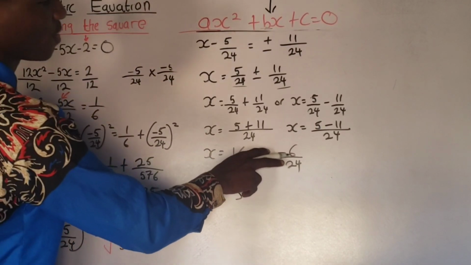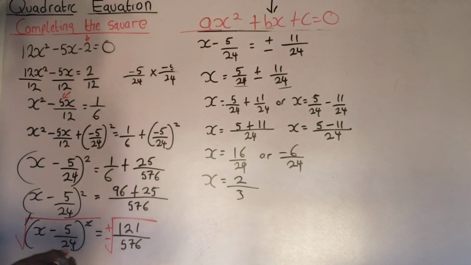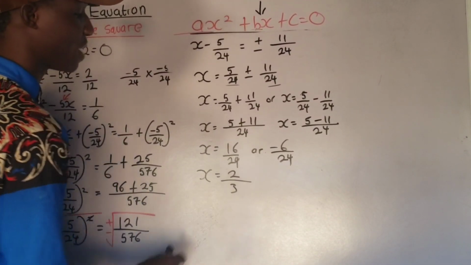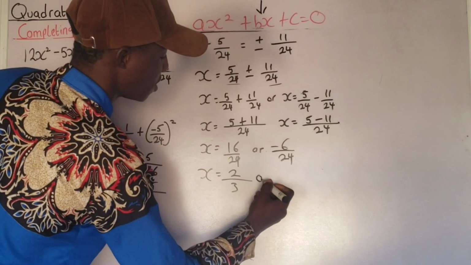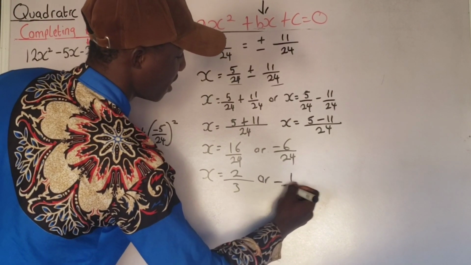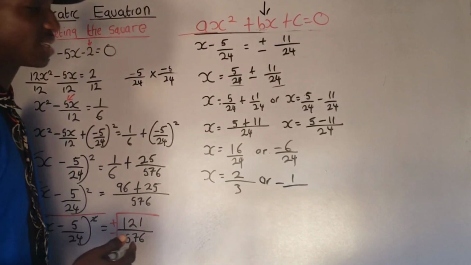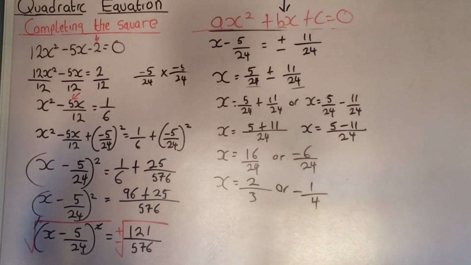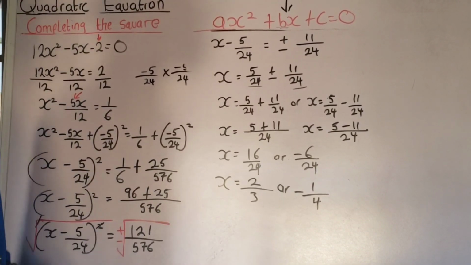Now, for the second one, we have negative 6 all over 24. Okay, we can divide both the numerator and the denominator by 6. You understand? So here I'm going to have negative 6 divided by 6, that is what? Negative 1. And 24 divided by 6, that is what? That is 4. You understand? So the value of x is 2 over 3 or negative 1 all over 4.